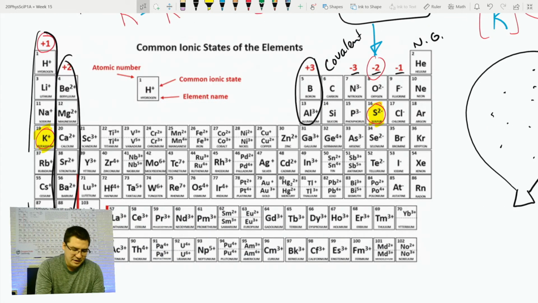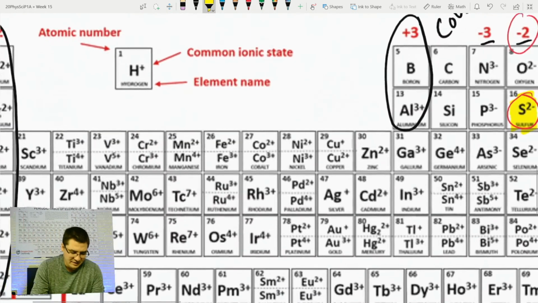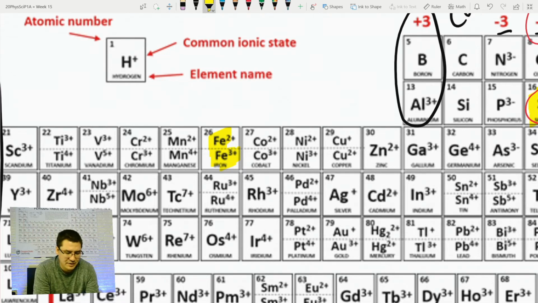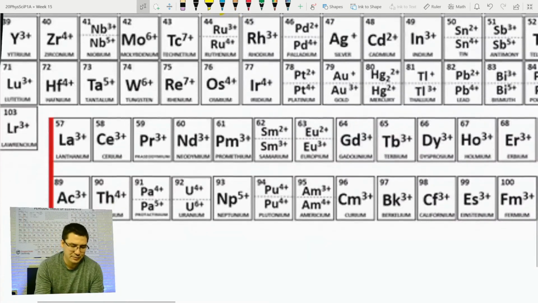In the middle, in the transition metals, you're going to see some funny things. For example, this is a good one to talk about, iron. Iron, okay, this is weird. Sometimes it likes to lose 2 electrons, other times it likes to lose 3. So if we're writing chemical formulas, let's do iron chloride. We'll do both forms of it.